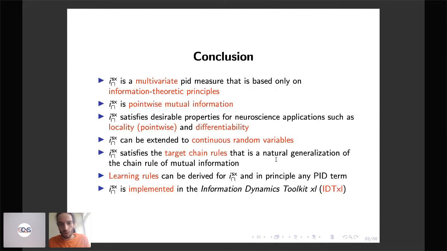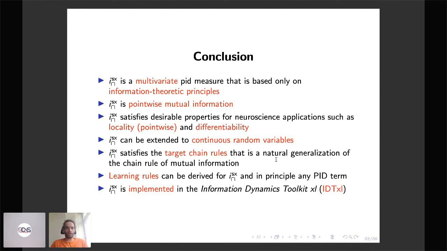Just to wrap up, as a conclusion, ISX, which we have seen here, is a multivariate PID that is based only on information theoretic principles. I discussed it for the case of two sources, but it easily generalizes to any number of sources. The shared information in ISX is just the pointwise mutual information, so we didn't take any new principle from somewhere else. ISX satisfies desirable properties for neuroscience applications such as locality and differentiability. Also, ISX has a good chance to be extended to continuous random variables. Right now we don't have any PID measure which can work on continuous random variables, and ISX being differentiable and pointwise makes it a good candidate.